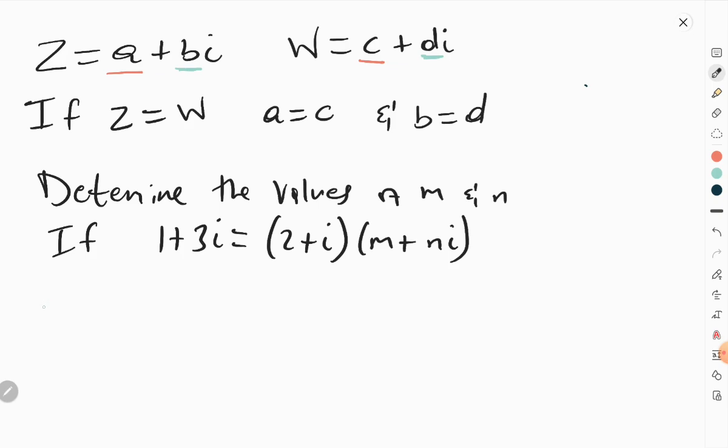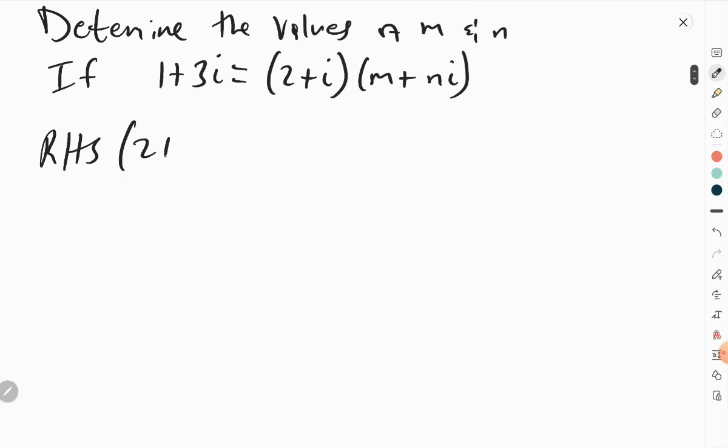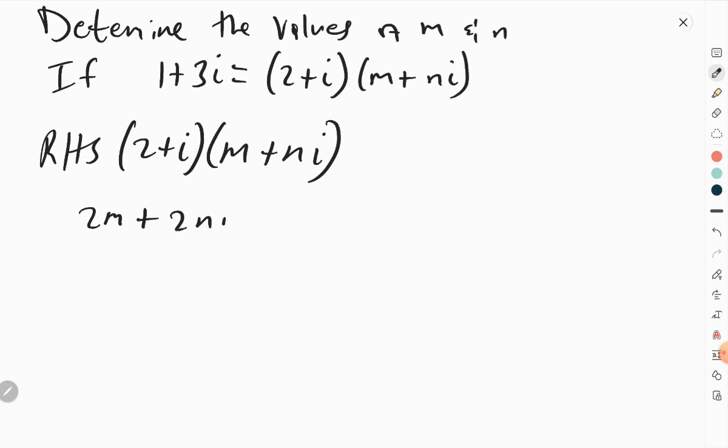So let's take the right hand side. The right hand side is given by 2 plus i, times m plus ni. So if you have this one, let's just expand it a bit. So we have 2m, then plus 2ni. When you take this one, then you plus mi. When you take the inners, then you have plus ni squared when you take the outers.